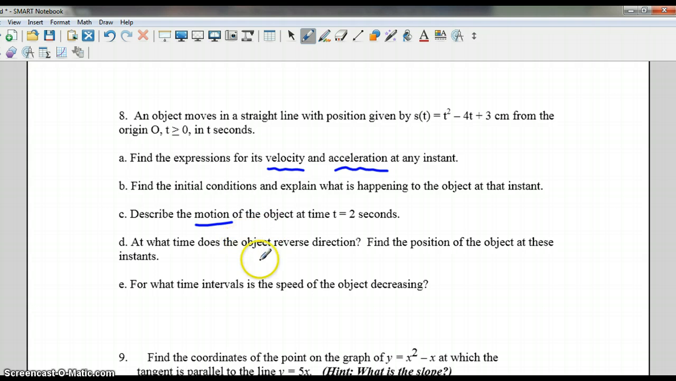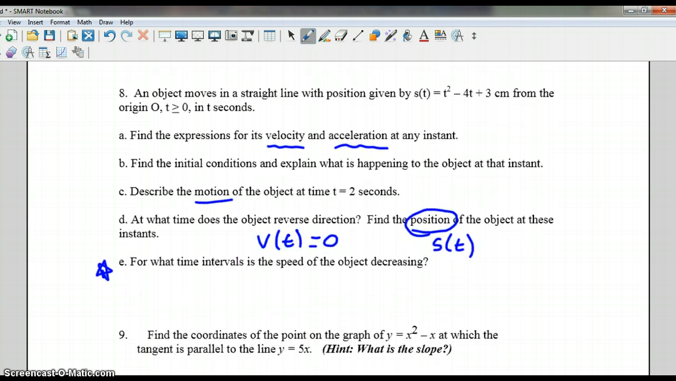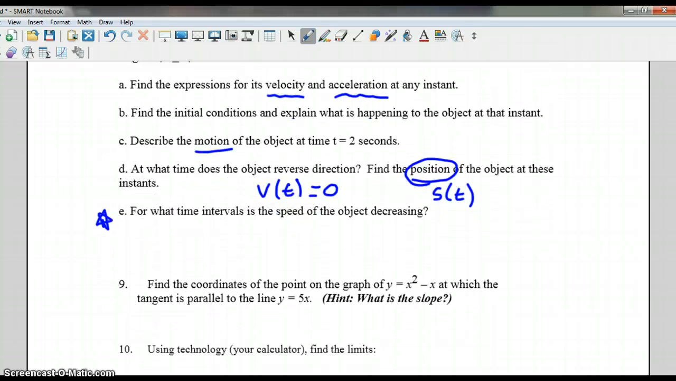And then at what time does the object reverse direction? We were talking about that in the last example. That's always when your velocity is equal to 0. Find the position of the object at these instances. So if it's position, I have to go back to the S function. And then think about when, again, I'm going to put a star by this one, thinking about when the speed is increasing, decreasing. We are going to talk about that more next unit, but you can start thinking about it now. Or if you've already had physics, or if you're in physics now, you can really start to think about that.